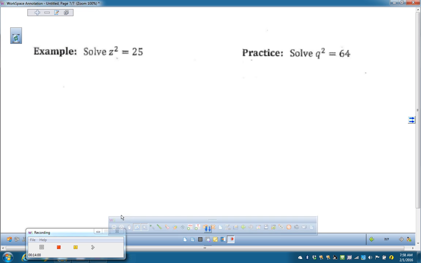So this one, how do I get everything on the left-hand side? Subtract. So I get z squared minus 25 equals 0. You've seen this one before. What two numbers multiply to -25 and add to 0? -5 and 5.